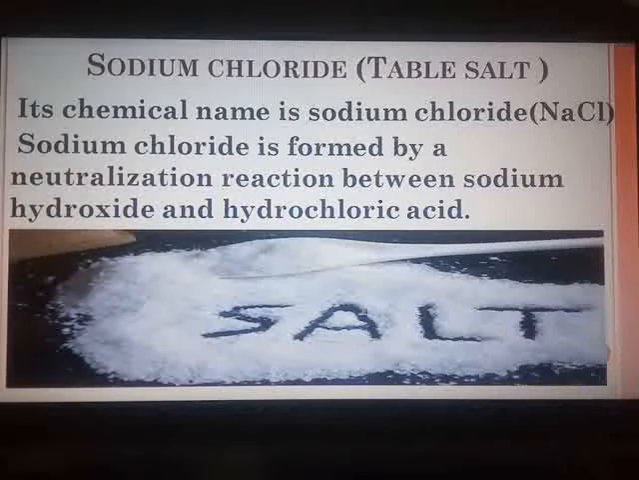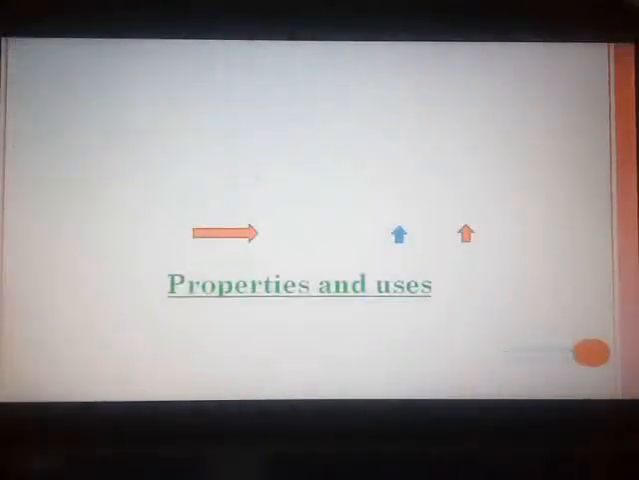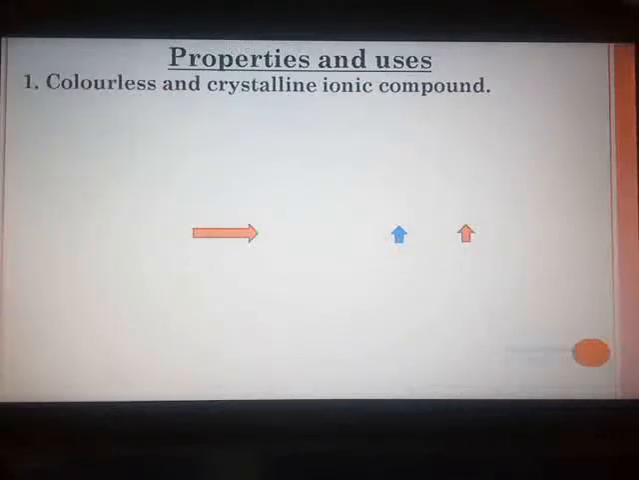About the properties and uses of sodium chloride, the first property I told you is that it is a colorless and crystalline ionic compound. The powdered salt which you get is processed and converted into powder from the crystals. But the actual salt which you find in the markets is in the form of colorless crystals. That is the basic property of NaCl. Neutral salt, and everyone knows it is salty in taste. It has pH value 7 and it is a neutral salt.